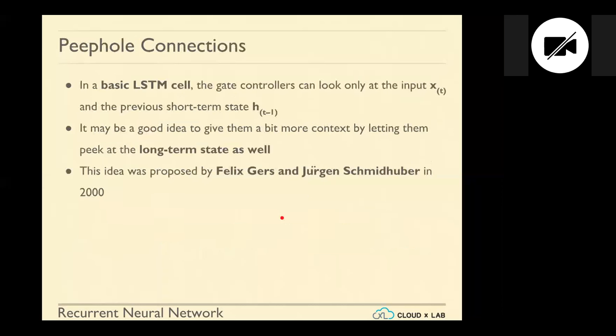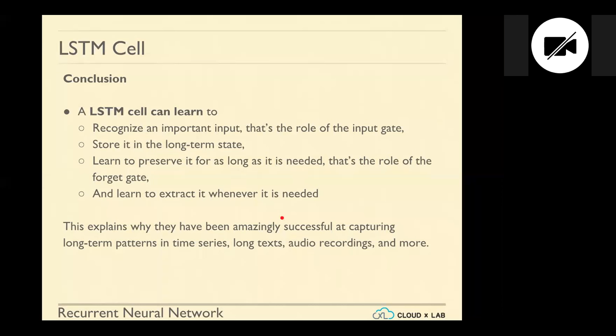Okay. So an LSTM can learn to recognize an important input. That's the role of the input gate. Store it in the long-term state, learn to preserve it for as long as it's needed. That's the role of the forget gate, and learn to extract it whenever needed.